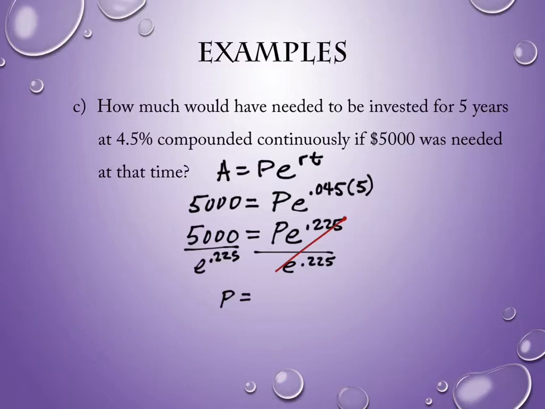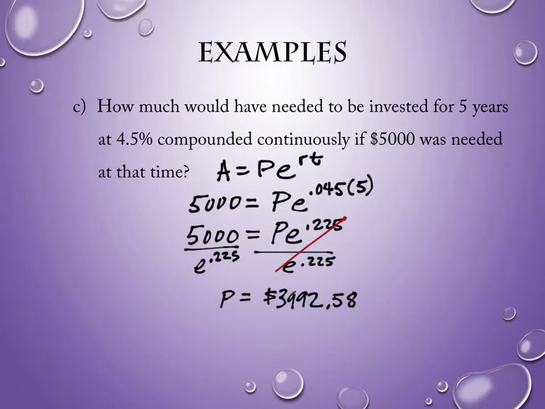and if I take my calculator and I take 5,000 divided by e to the 0.225, I end up with 39.9258. And usually, money, we're going to do to 2 decimal places. Sometimes they might have you round money to a nearest whole number, but for the most part, 2 decimal places of money is quite realistic.